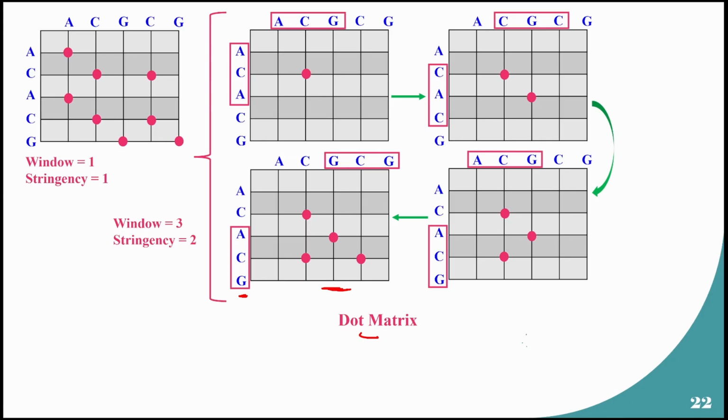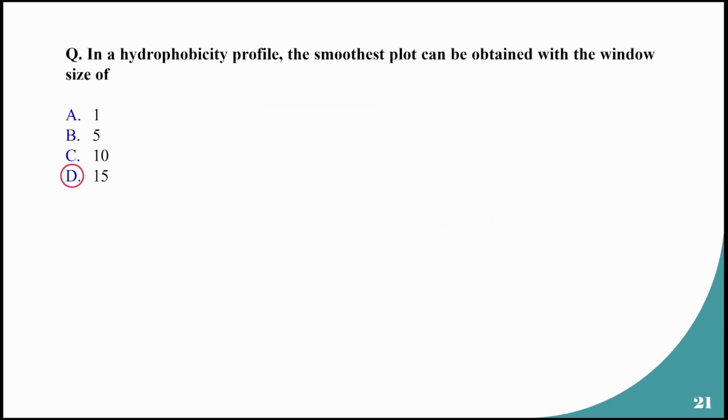So can you explain the previous question? The smoothest plot one. Basically, let's say you have a hydrophobicity profile, as I talked about earlier. It's a residue versus hydrophobicity value plot. So let's say this is the hydrophobicity value, and this is the residue. Since you have a large number of residues, the plot can sometimes look very clumped, very close together, where probably no pattern is discernible.